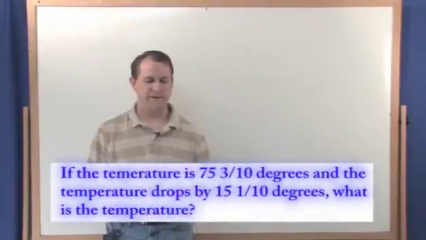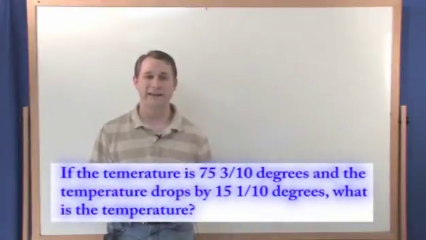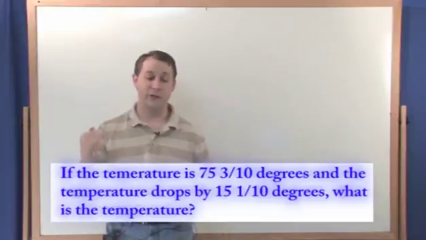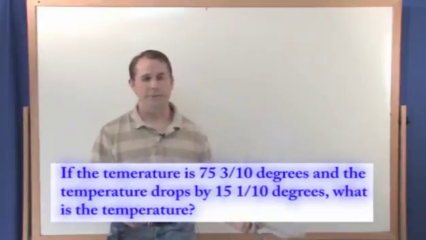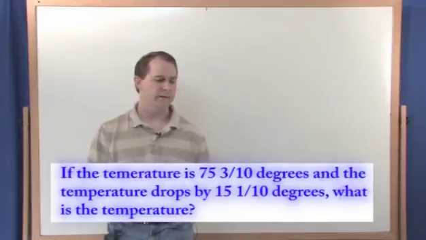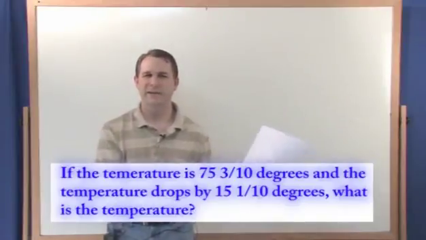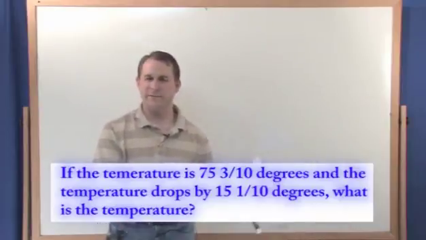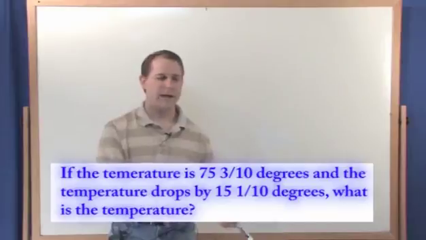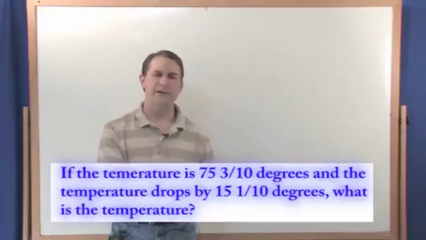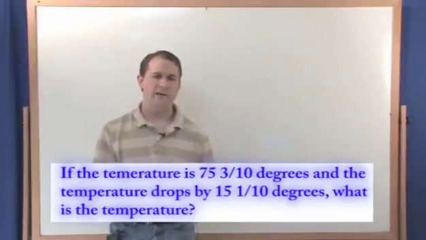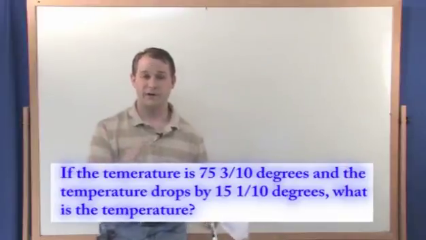Okay, the next problem says: if the temperature is 75 3/10 degrees outside, and the temperature drops by 15 1/10 of a degree, what is the temperature? This is something we have a lot of experience with. It's the weather. At some point during the day, the temperature is 75 3/10. That just means it's 75 plus a little bit more, 3/10 of a degree. During the course of the day, a cold front comes through and the temperature drops by 15 1/10 of a degree. The question is, what is the final temperature after it has dropped?